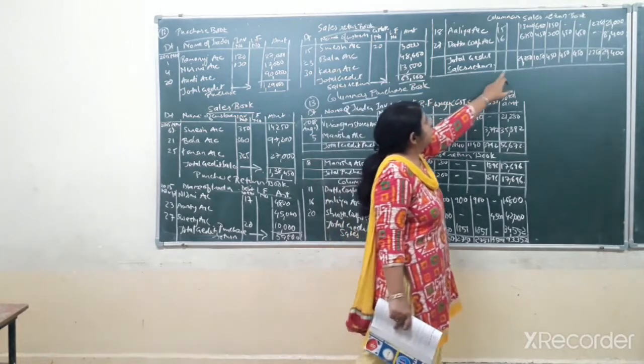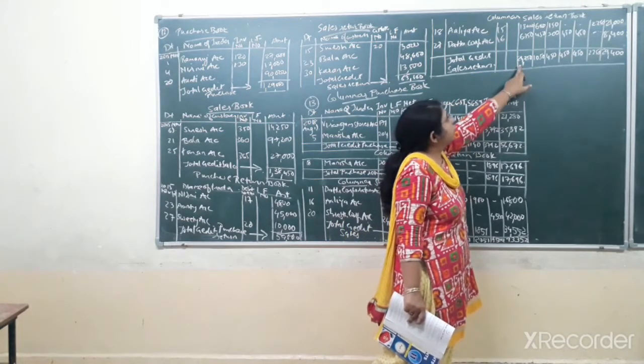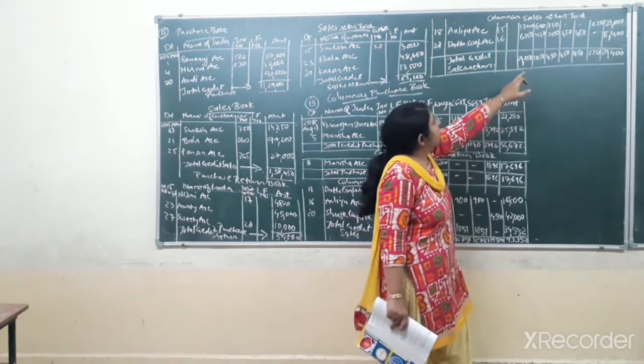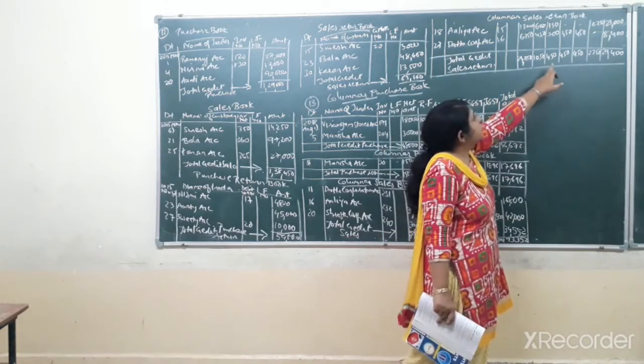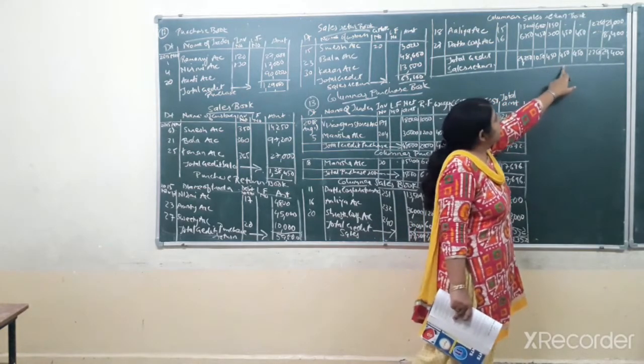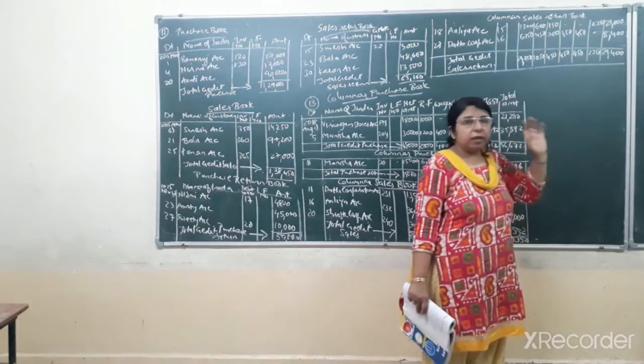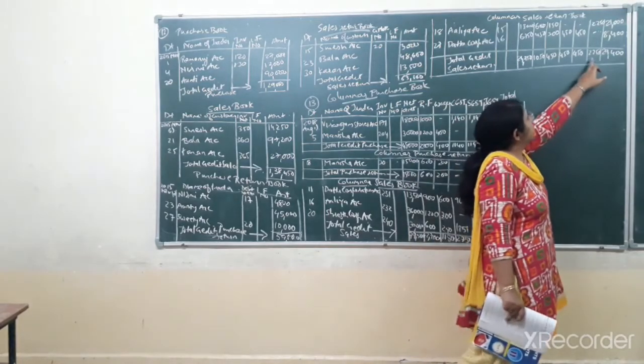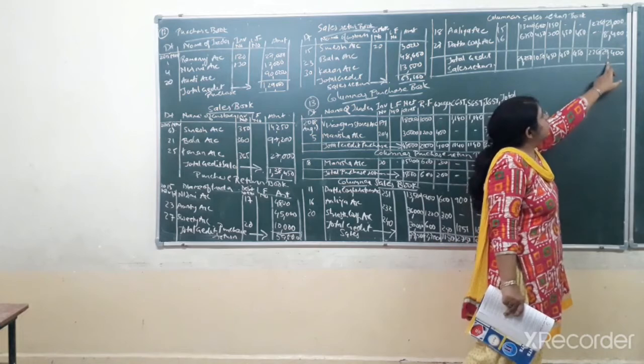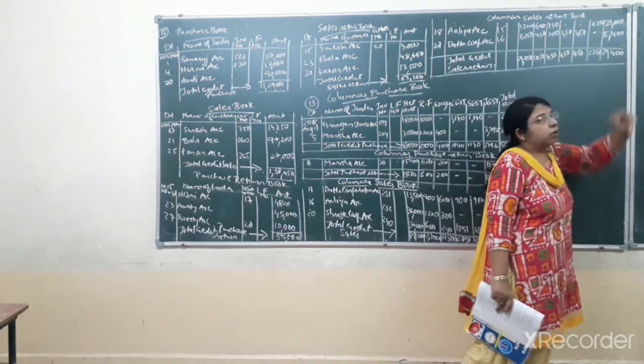Total credit sales return, net amount total would come 24,750. Then afterwards, railway freight 1,050, wages 450, CGST and SGST both will come the same, that is 450, IGST that is 2,250, and the total would come 29,400.